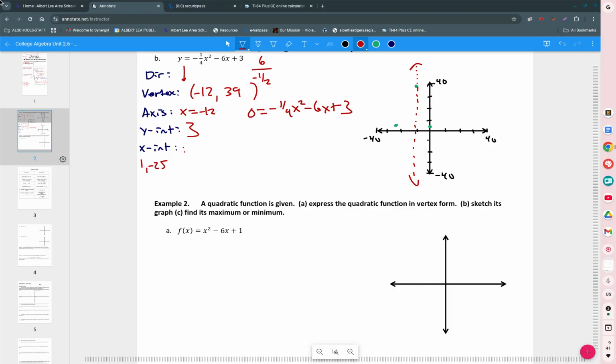Multiply everything through by negative 4. Why is Brecken choosing to multiply everything through by negative 4? Get rid of the fraction, right? Yeah, so now he's got 0 is equal to x squared plus 24x minus 12.